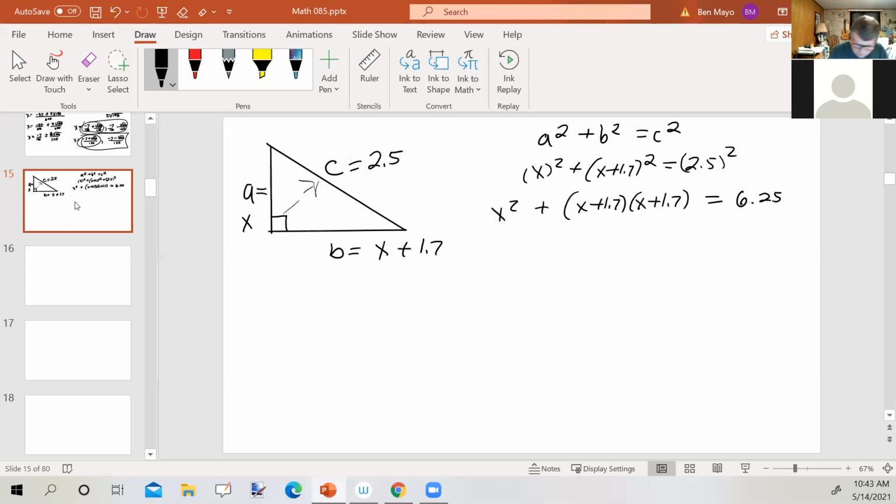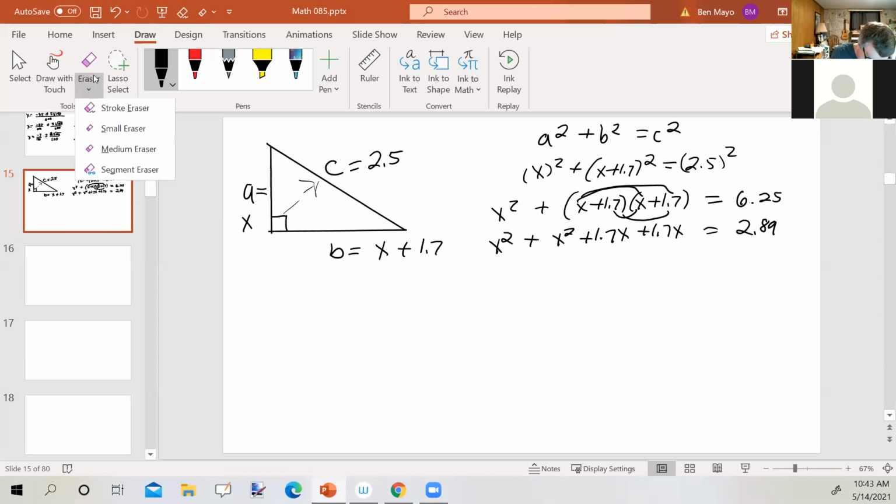Now, plugging those into the Pythagorean theorem, we get the following: x squared plus (x plus 1.7) squared equals 2.5 squared, which gives us x squared plus (x plus 1.7) times (x plus 1.7) equals 2.5 times 2.5, which is 6.25. Let me verify that. Yes, it is. So now, continuing, we get x squared plus x squared plus 1.7x plus 1.7x plus 1.7 squared, which is 2.89. Let's see here, 1.7 squared. Yep, 2.89. Okay. Oops, I messed up there, didn't I? Hang on.